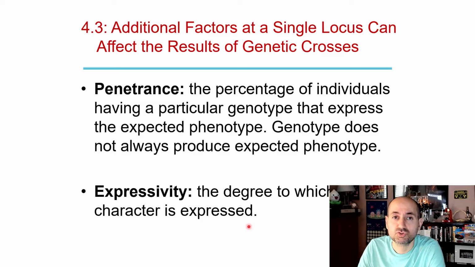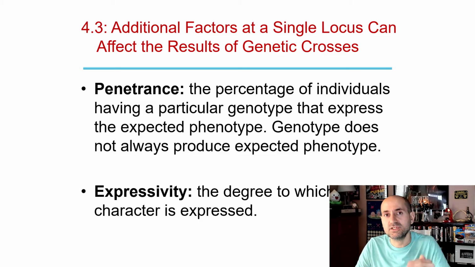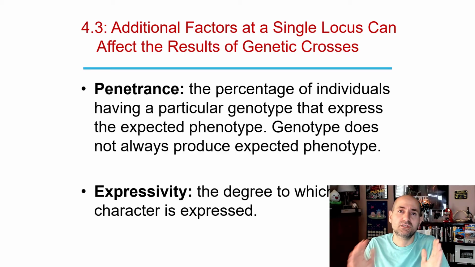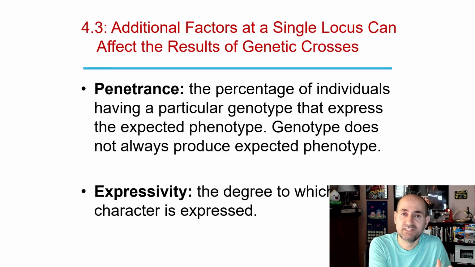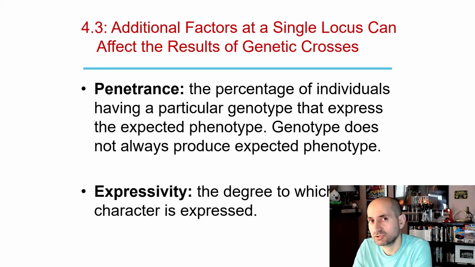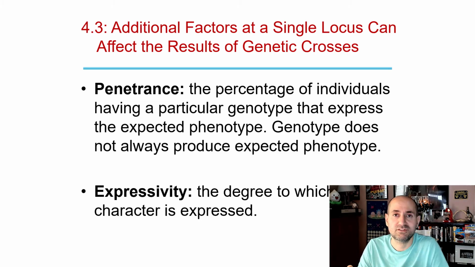So you can have traits that have variable penetrance. Some people don't show the trait even though they have the genotype for the trait, whereas some people show the trait because they have the allele for the trait. And then you can have variable expressivity as well, which means: how defined is that trait?